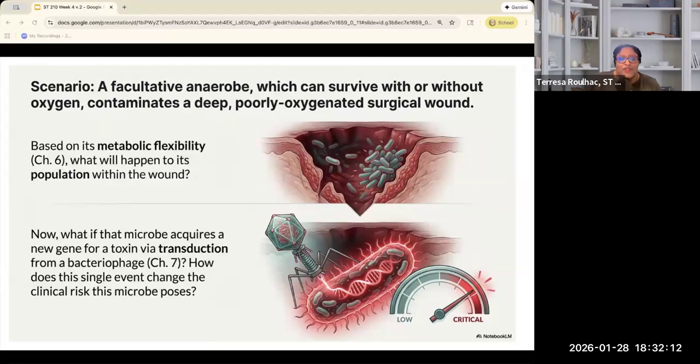Now, I want you to treat this slide like a real clinical situation. We have a facultative anaerobe in a deep, poorly oxygenated wound. This can happen. You may have a patient coming in with this. Nothing about this is going to be set up or accidental. Okay? Let's start with what we already know. A facultative anaerobe can survive with or without oxygen. True or false?